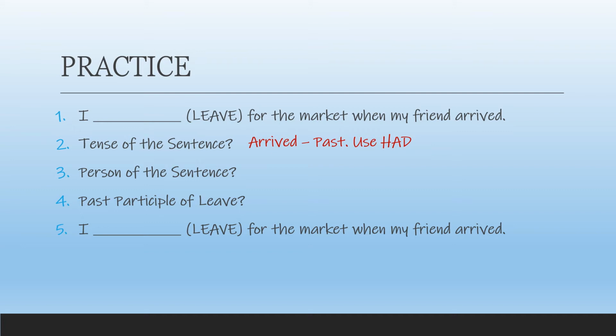So we will use the past tense of have, which is had. Next, what is the person of the sentence? The sentence is talking about I, which is first person singular. And what is the past participle of leave? Leave, left, left. So the sentence becomes, I had left for the market when my friend arrived. Is that clear?